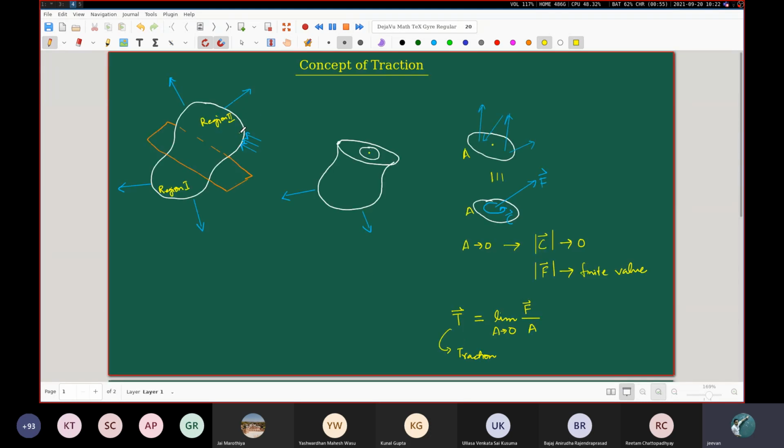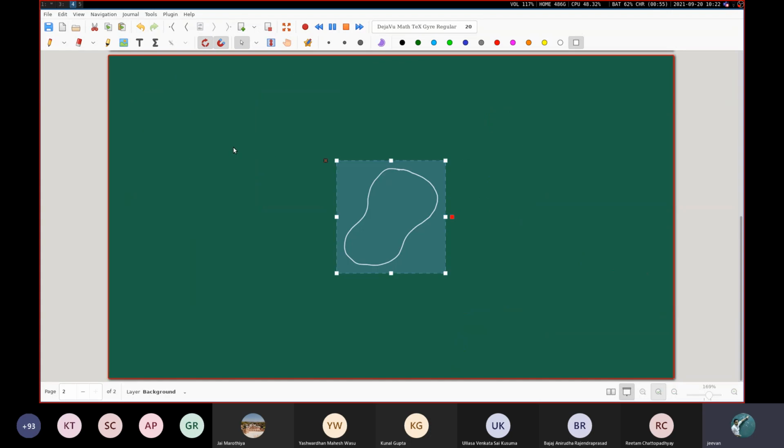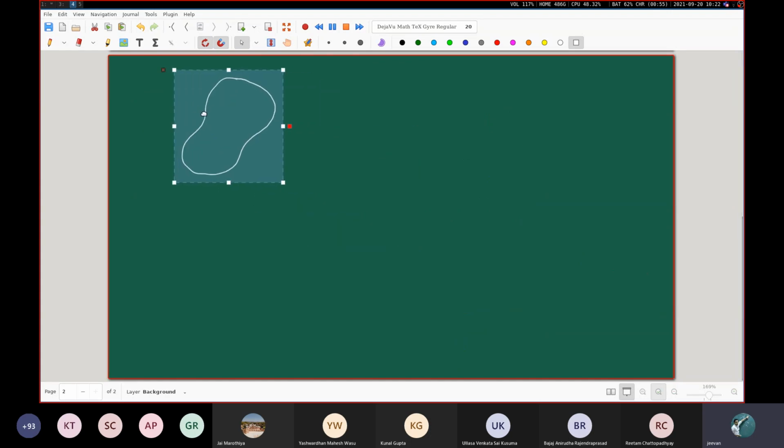So in the previous page, we have taken an arbitrary cutting plane. We have not referred till now to any coordinate system. Now we are going to do that. So I'll just copy this thing. But now I'm going to set up a set of coordinate axes.